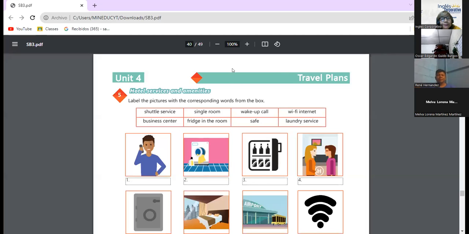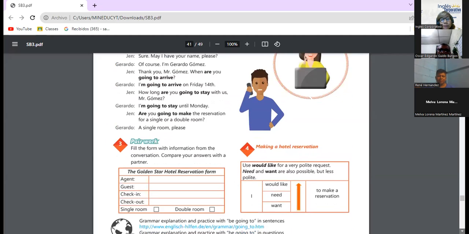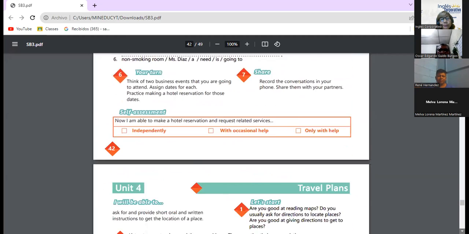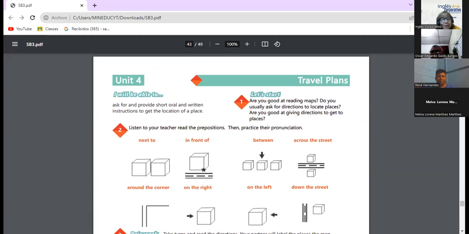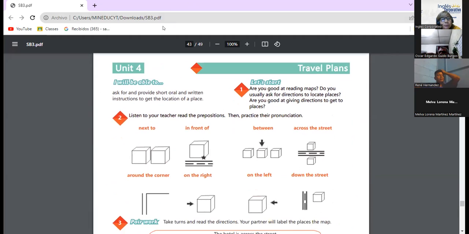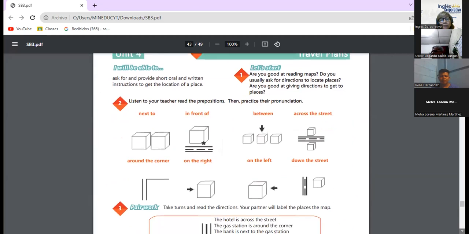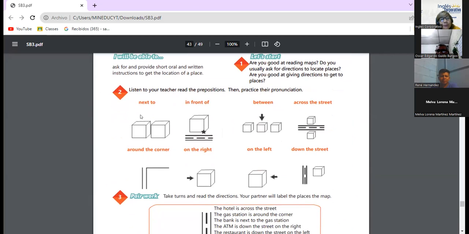Okay, in the manual, we study this. And let us review this content, guys. The page is number 43. Page 43. You have these prepositions about locations.